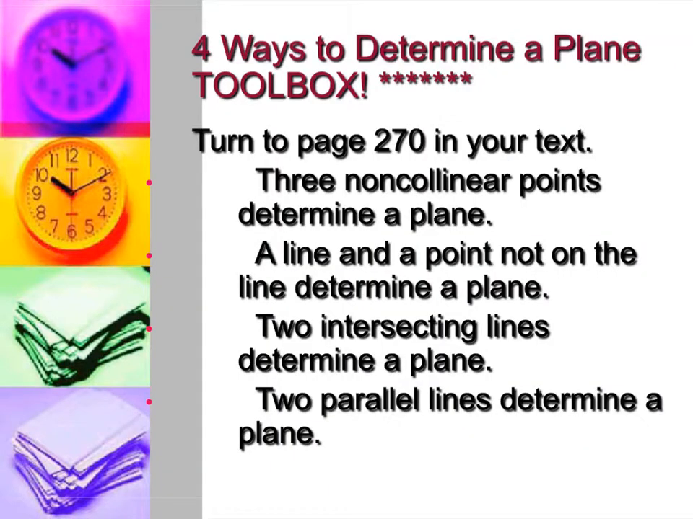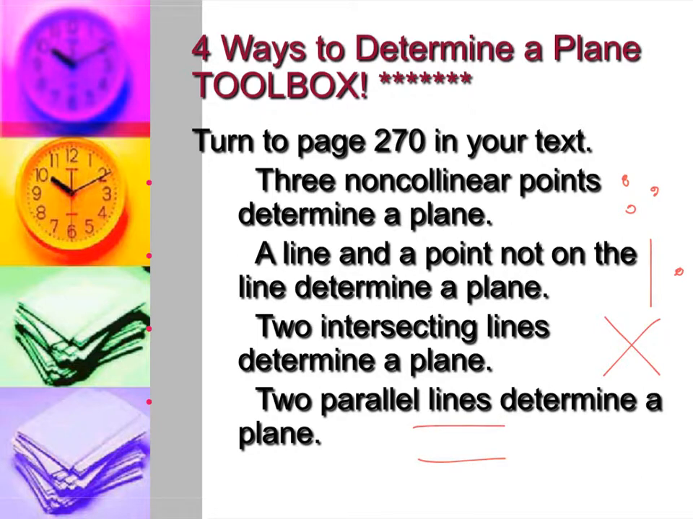So we have four different ways to determine a plane, and we're going to have little symbols to do that. We can have three non-collinear points to determine a plane. We already talked about that, like a tripod sitting on the ground. A line and a point not on the line would also determine a plane. We've got two intersecting lines to determine a plane, and then two parallel lines determine a plane.